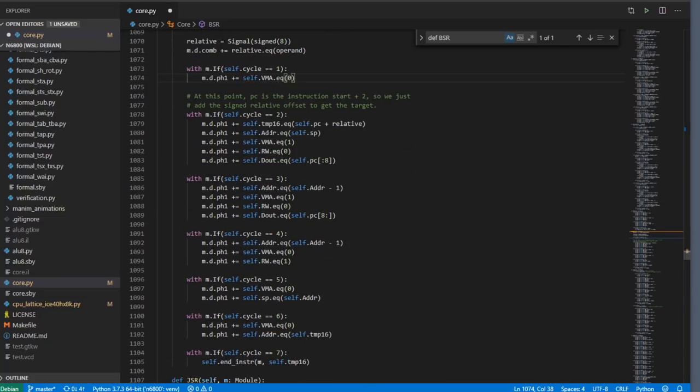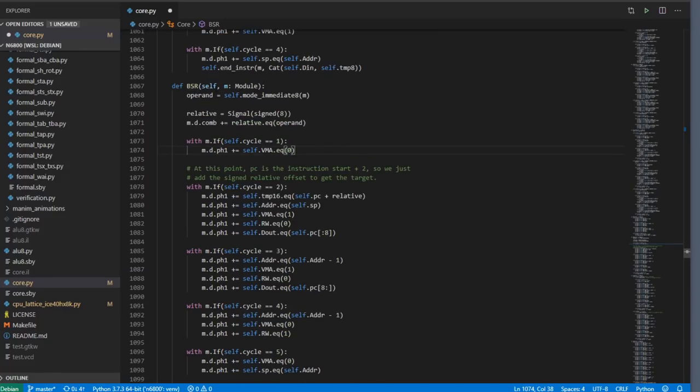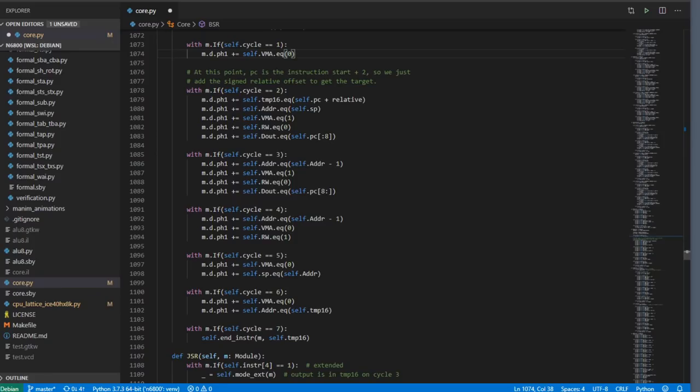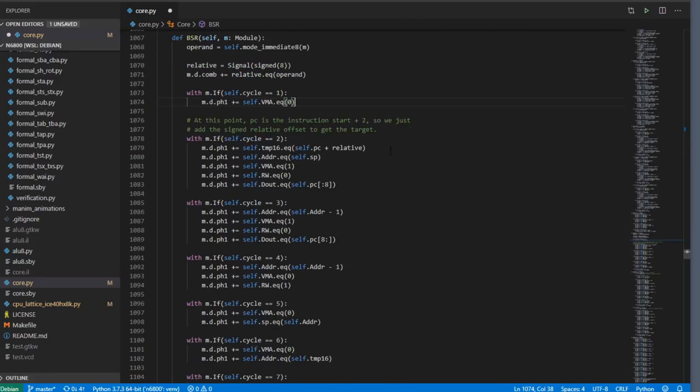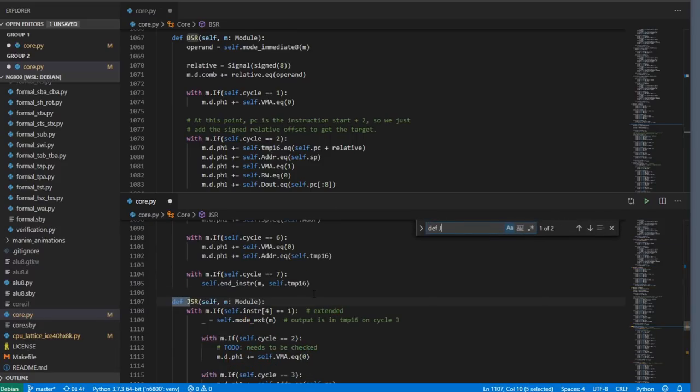Okay, now in BSR, it looks like maybe there also is nothing to optimize here because again, it's completely custom logic restricted to BSR. Now, it's possible that BSR and JSR have some things in common that maybe Yosys didn't notice. But I'm kind of doubting that. I think that Yosys is pretty smart about that sort of thing. In fact, let's split this file and find JSR.